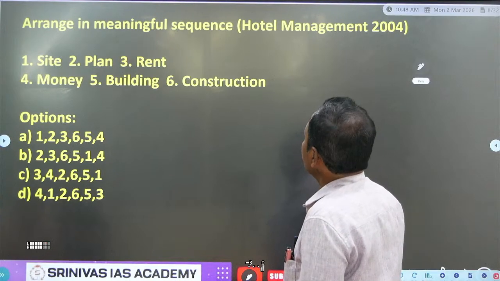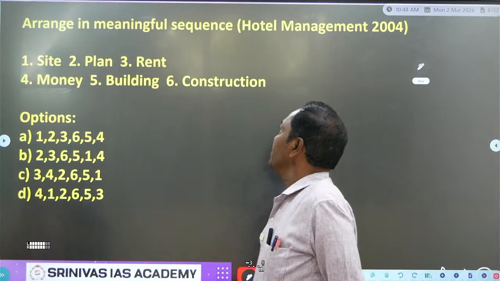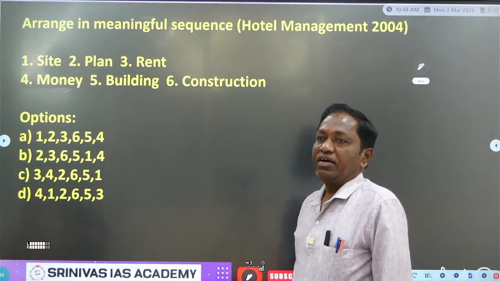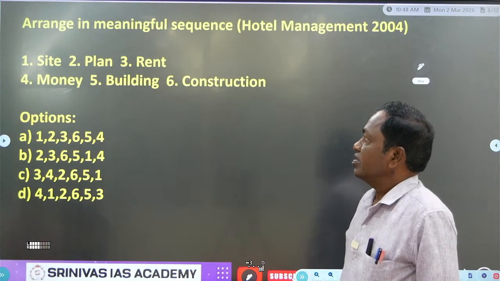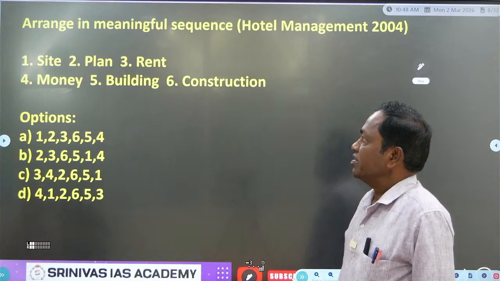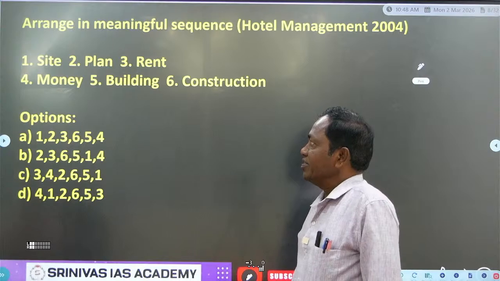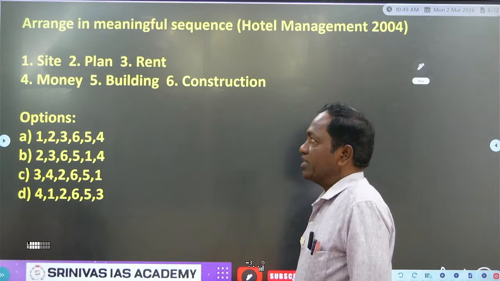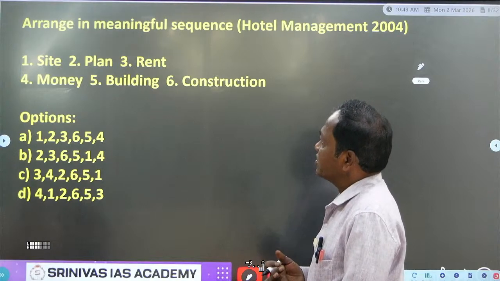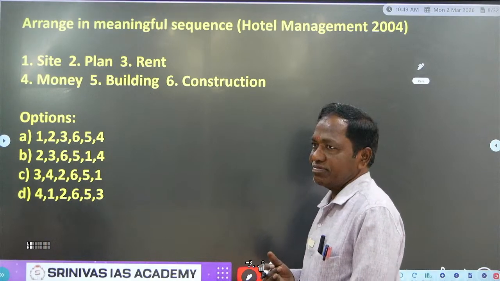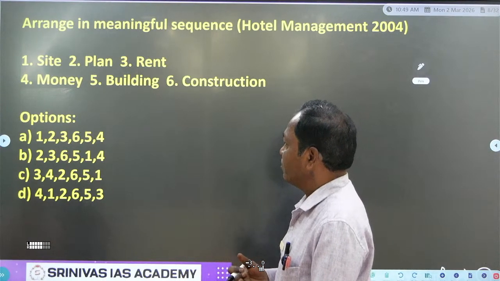Now arrange in meaningful sequence, a hotel management 2004 question: site, plan, rent, money, building, construction. Which one will happen first? Construction, building. Building is the last one. That is a 5.